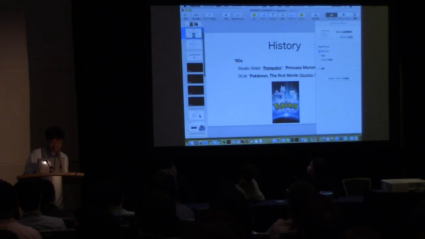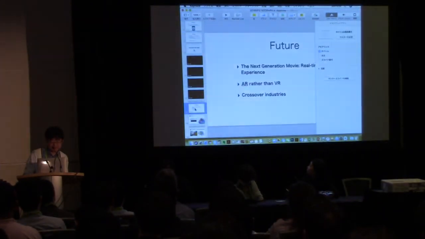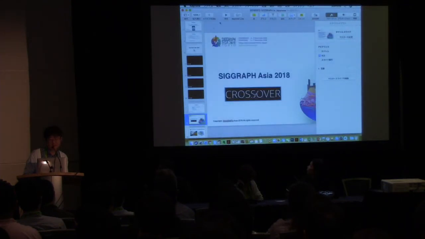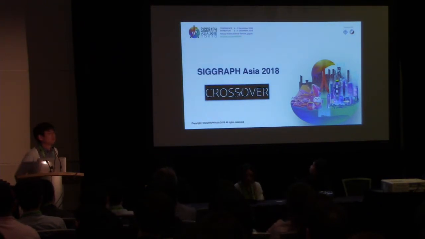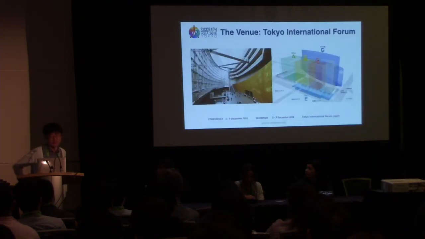And okay, let me go to the next one, because of the time limitation. Let me go to the next topic. It's about SIGGRAPH Asia this year. As I told you, I'm the conference chair of this big event. And this will be held in early December from 4th to 7th. And the place is in the center of Tokyo, Tokyo International Forum.